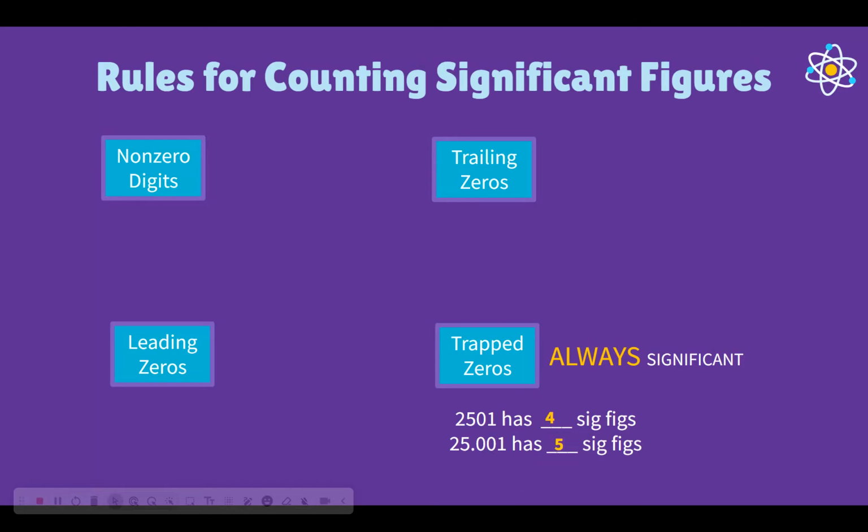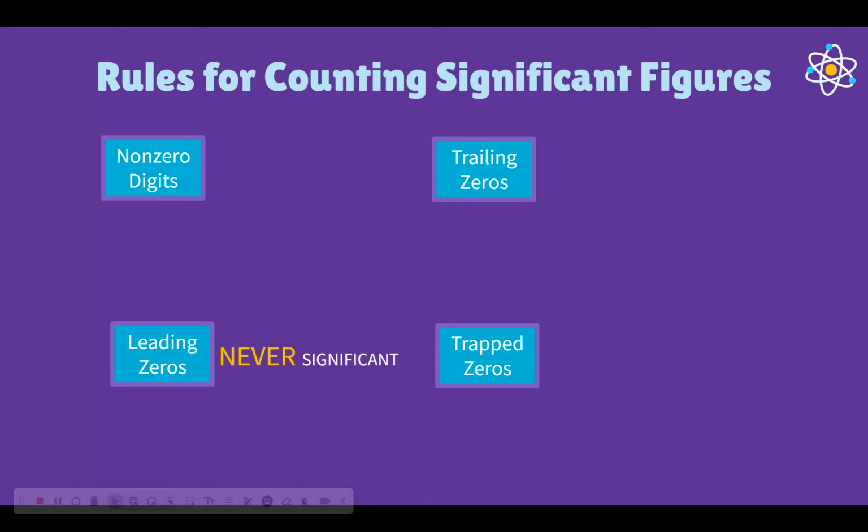The next type of zero we're going to talk about is a leading zero. Leading zeros are zeros at the beginning of a number, and they are never counted as significant figures. Here are a couple of examples. 0.0023: the zeros don't count, so there are only 2 sig figs there.